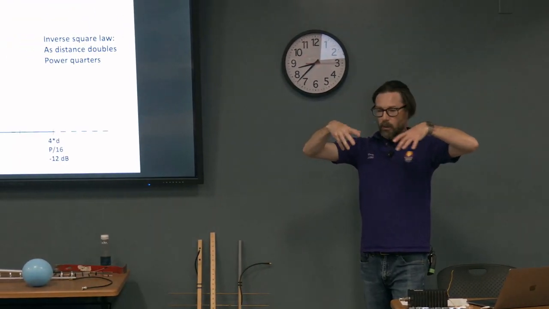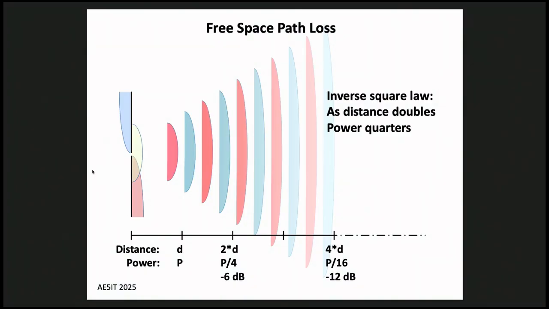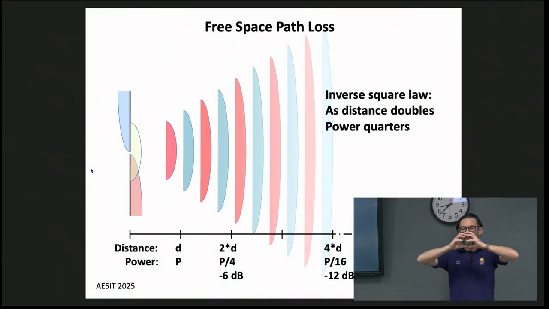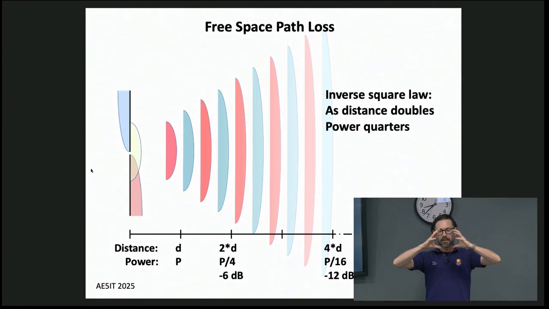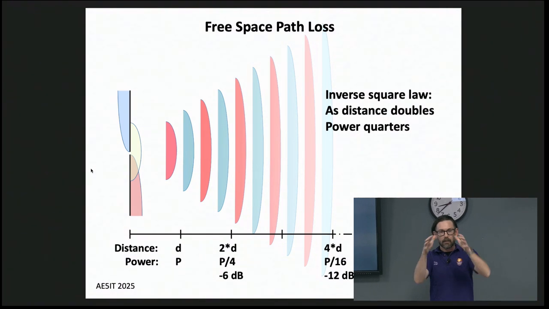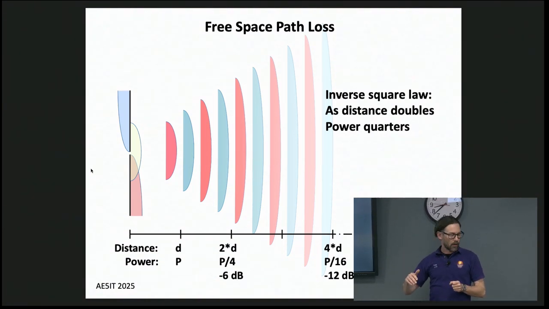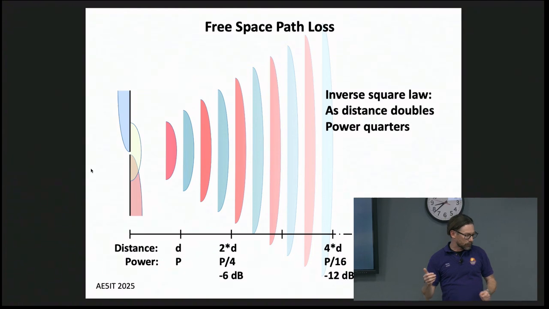As those ripples, the electromagnetic radiation, spread out through the universe, you can think of it like a soap bubble expanding, expanding, expanding. As the soap bubble gets twice as wide, the surface area is 4 times bigger. Similarly with radio waves, as the distance doubles, the amount of power in a given wave cuts by a quarter. So double the distance, power goes down by a quarter. That is the inverse square law.